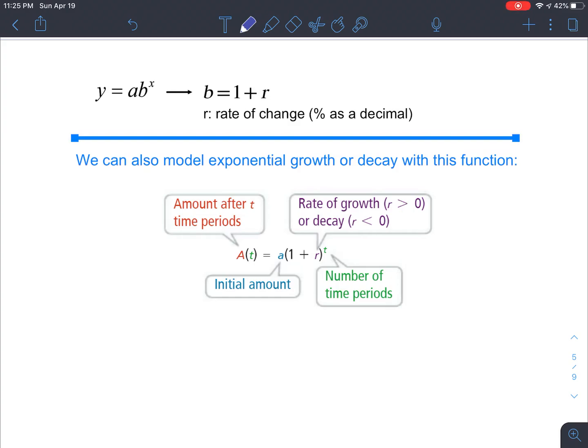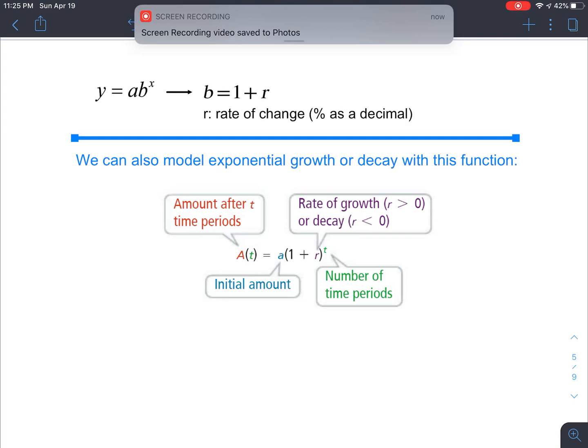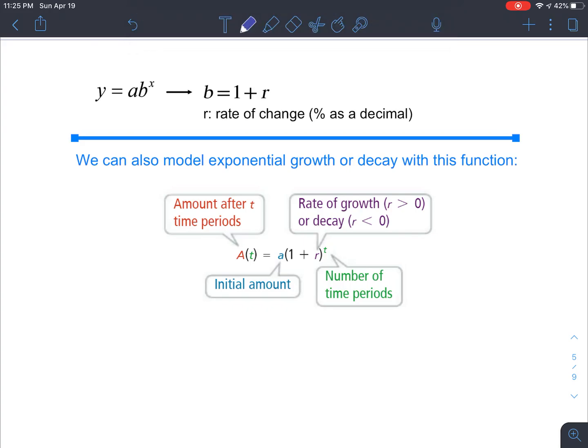Now, we do want to look at one specific variation of this exponential function. In the last few problems, we had things like doubling, tripling, half, where the growth factor was explicitly defined. In many cases, your growth will not be expressed as a growth factor, but rather as a rate of change, or in other words, as a percentage. What percent are we growing by? What percent are we decreasing by?